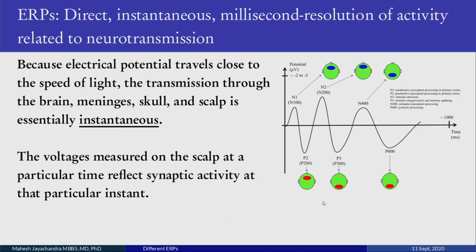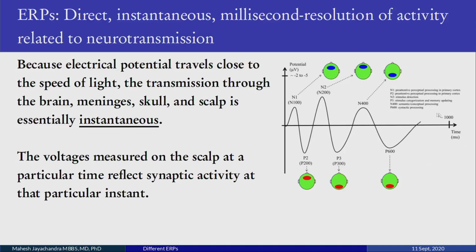So ERPs give direct, instantaneous, millisecond resolution of activity related to neurotransmission. Because the electrical potential travels close to the speed of light, the transmission through the brain, the meninges, the skull and the scalp is essentially instantaneous. The voltages measured on the scalp at a particular time reflect synaptic activity at that particular instant.